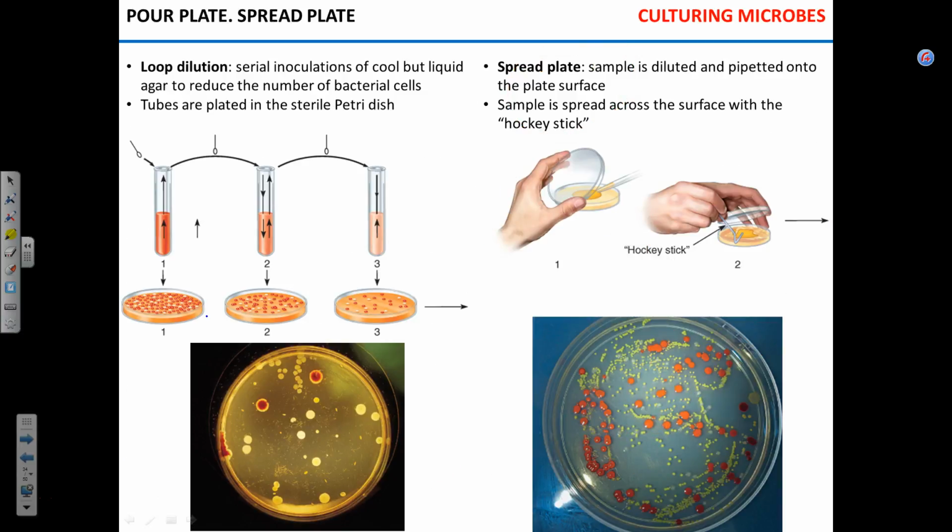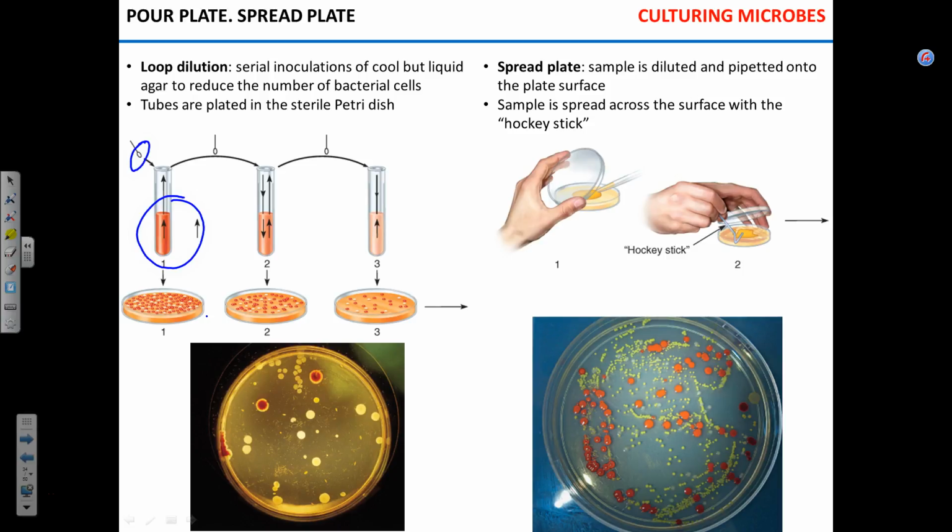Other ways to thin it out. Loop dilution. We will do a modification of that method. So in the loop dilution, you take microbe and put it in the liquefied agar. It has to be just warm. It shouldn't be hot, it will kill the microbe, right? But it should be liquid, just warm enough to stay liquid.